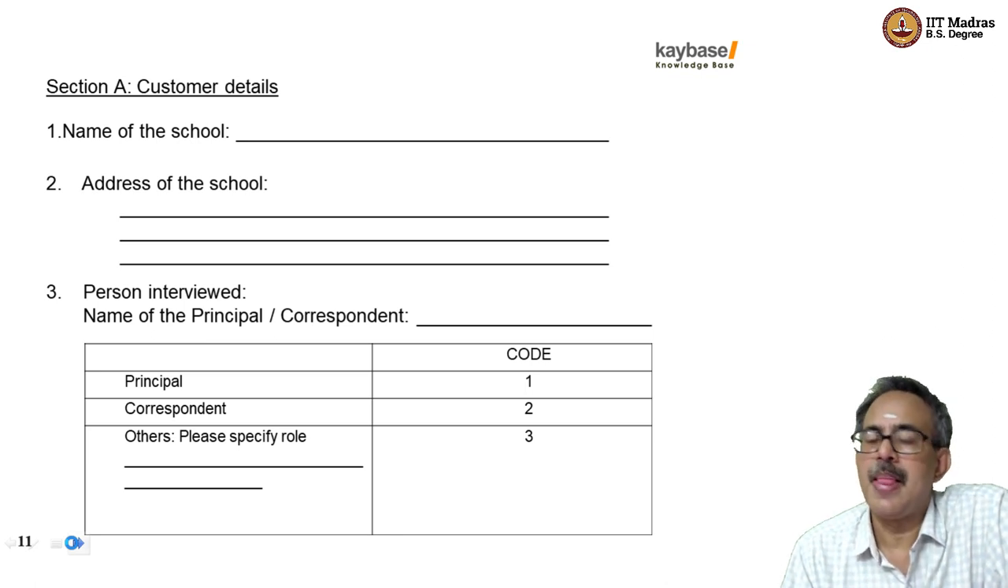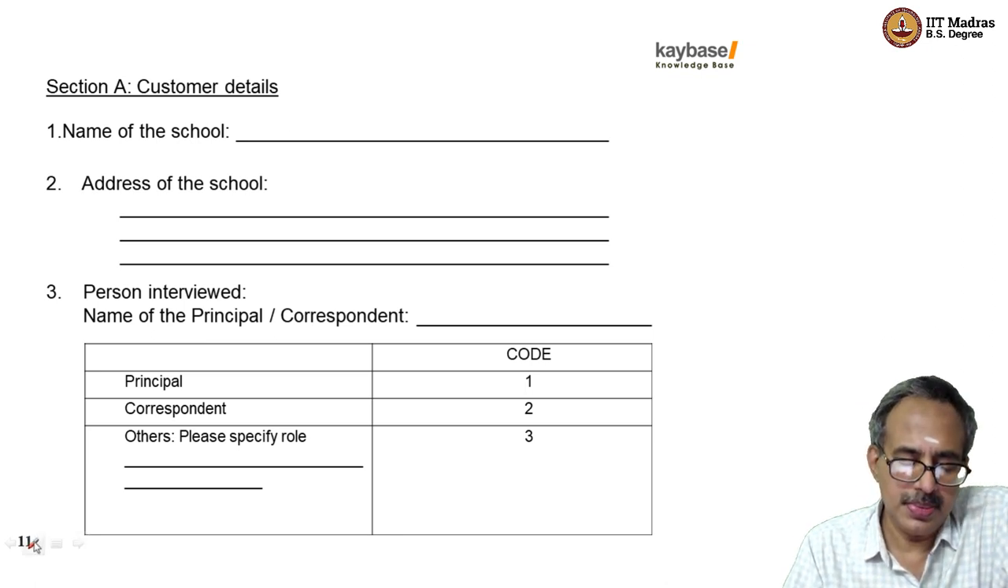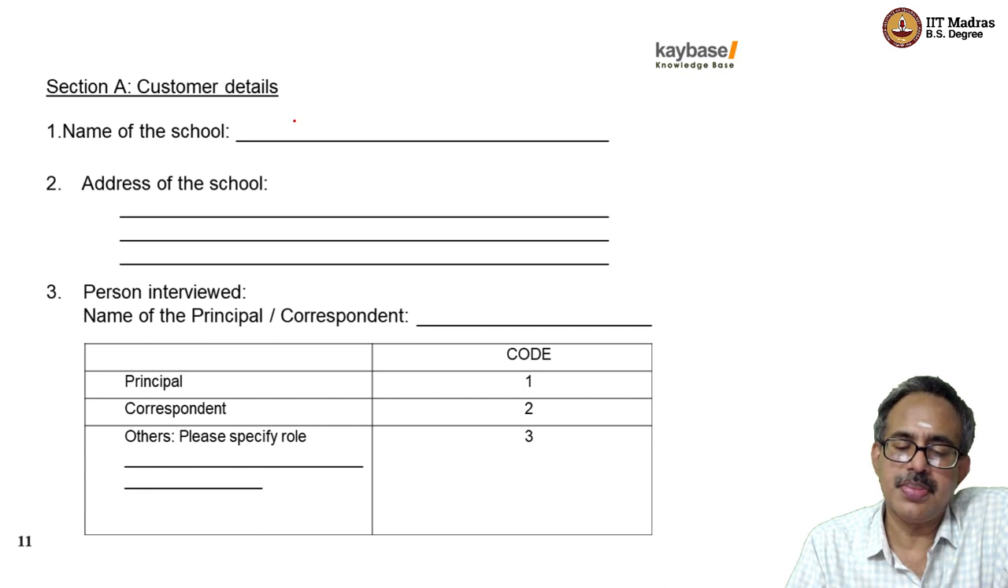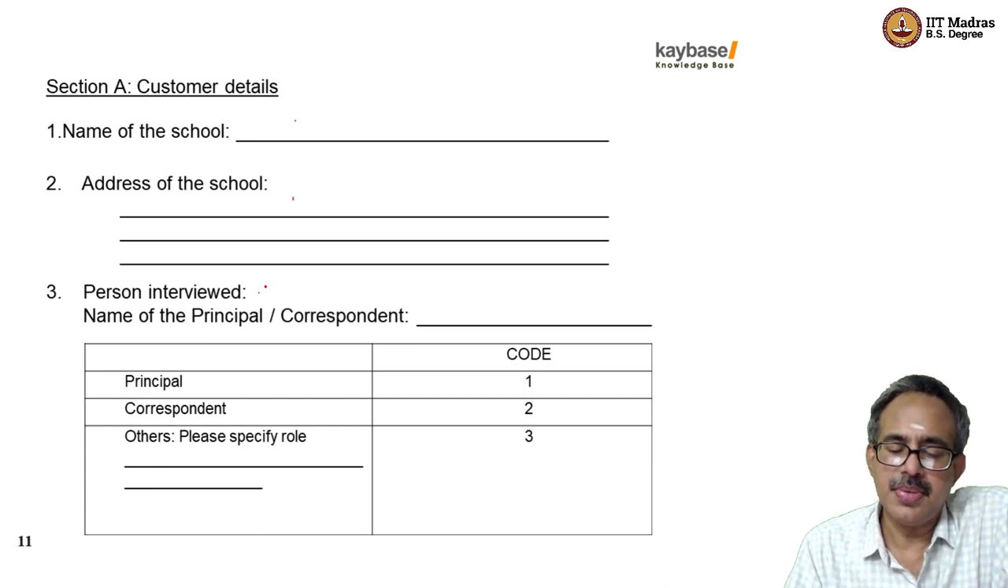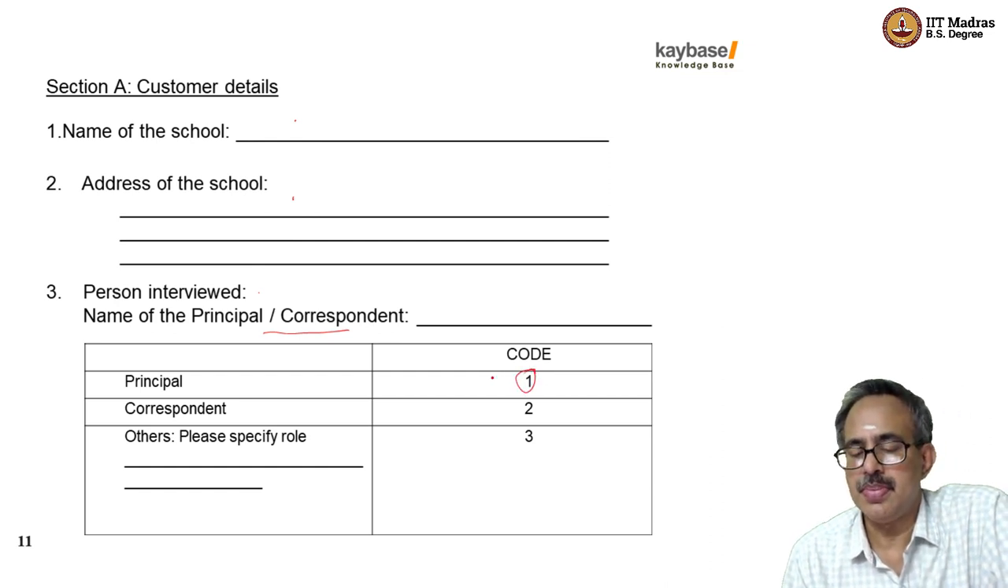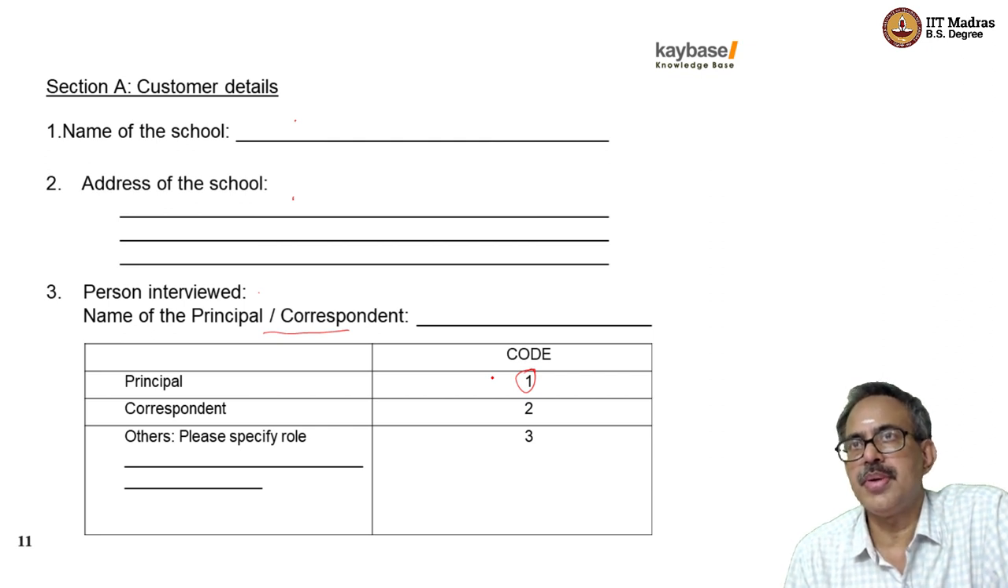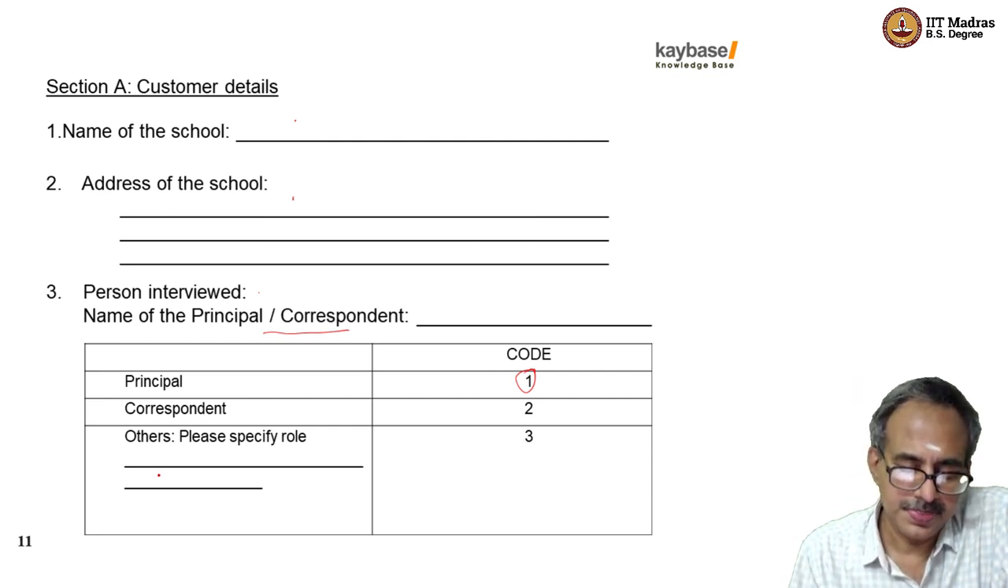This is the questionnaire. You get the name of the school, basic details, address, and whether the respondent is the principal or the correspondent, and we just circle it if it is principal. I'll stay with this for just a few seconds. Clear? I'll go forward to the next slide.